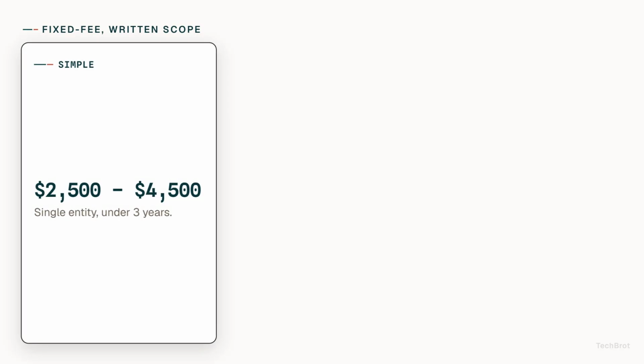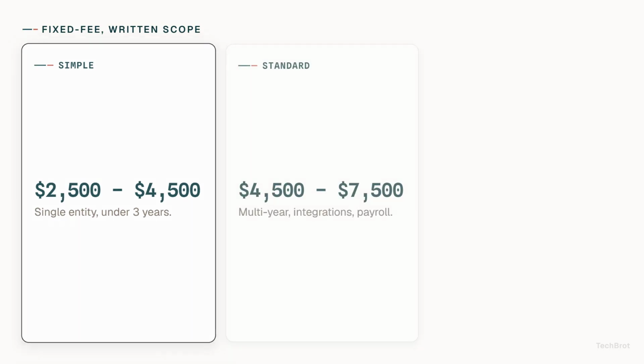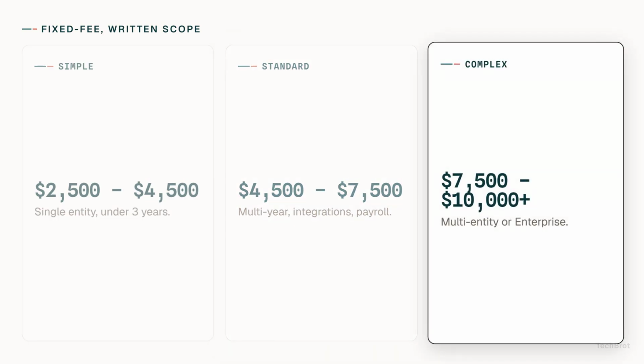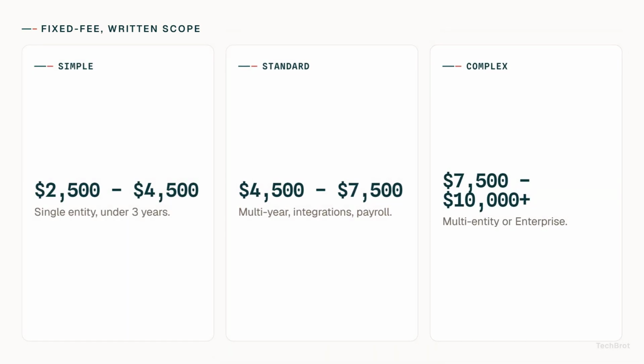A simple migration, single entity under 3 years of history, runs $2,500 to $4,500. A standard migration with multi-year history, several integrations and payroll, $4,500 to $7,500. A complex multi-entity or enterprise migration, $7,500 to $10,000 or more.